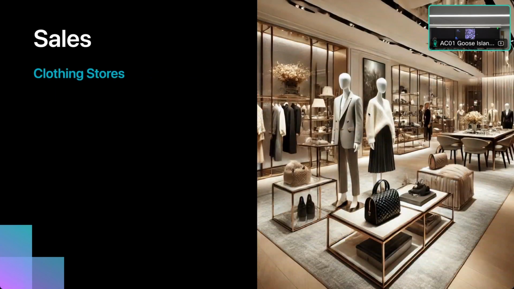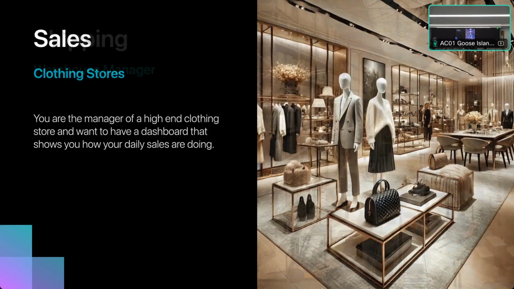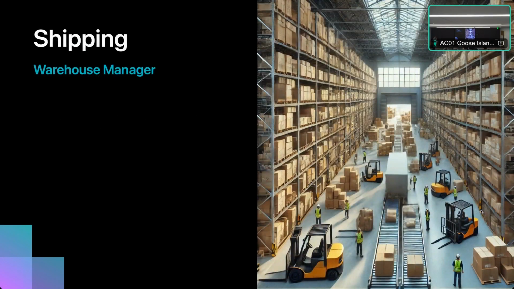And the examples I provide here are kind of related to a clothing store business. You are the manager of a high-end clothing store. You want to have a dashboard that shows you how your daily sales are doing. Are they going up? Are they going down? In a shipping warehouse, you could see how many packages, how many trucks have come in, what needs to go out, anything that's delayed. Again, they can surface that data so that you have it available on the go.